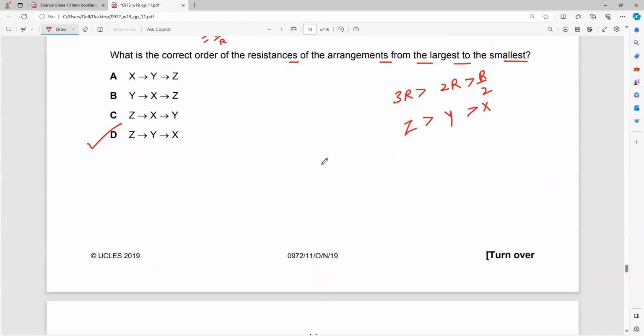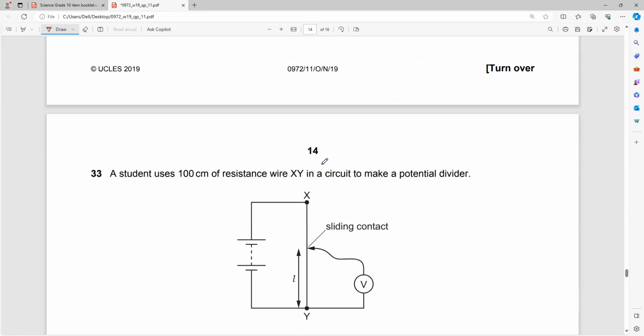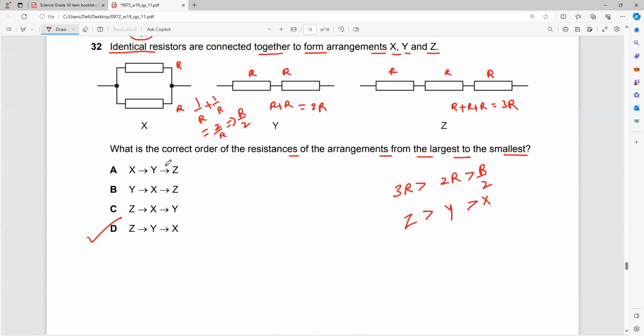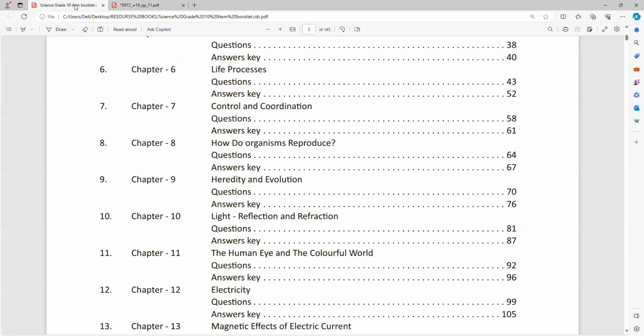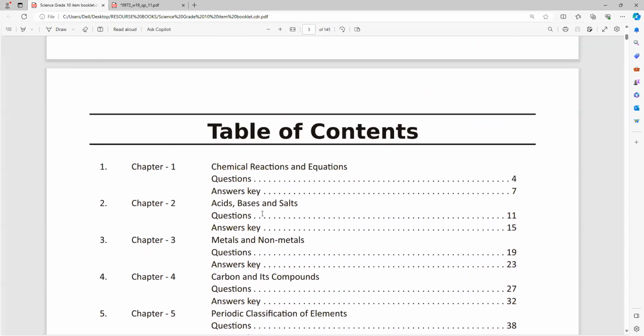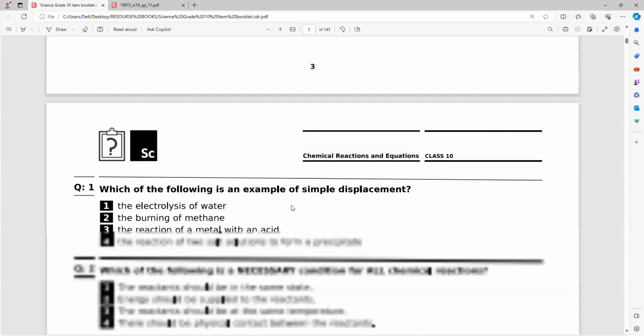This is what it is all about. So let us go back to the chemistry second chapter. Do you all understand these two questions? So chapter number 2, we are going to start Acids, Bases and Salts, CBQs.